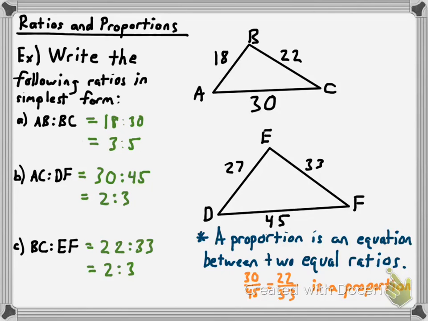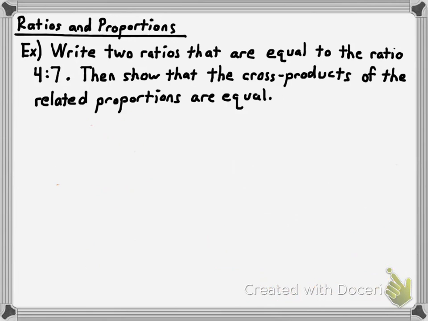That's one of the things I wanted to make sure I taught you here. They don't always have to have variables. You're used to seeing variables within a proportion. It just has to be two ratios that are equal to one another. All right, now building on that fact and to teach us something additionally about proportions, I've given you a ratio of 4 to 7 and I want us to write two ratios that are equal to that ratio of 4 to 7. And then we're going to work with cross products and show that the cross products of the related proportions are equal to one another.